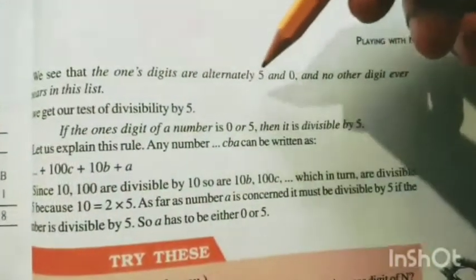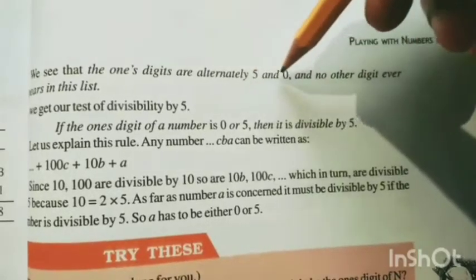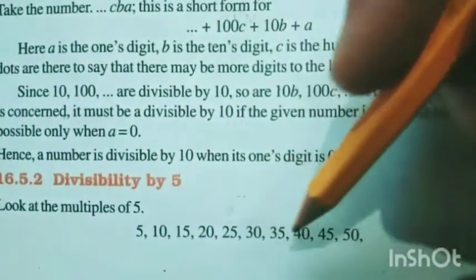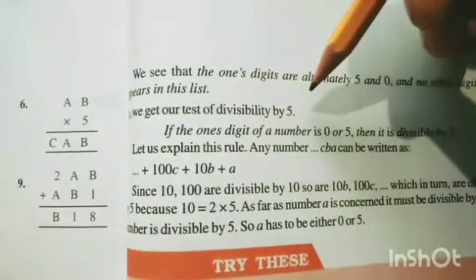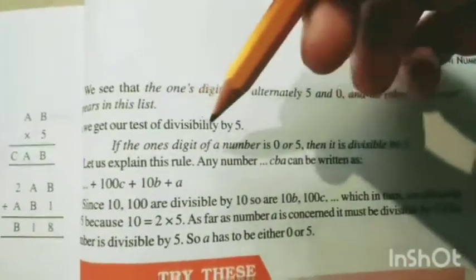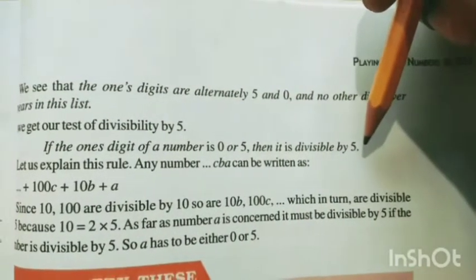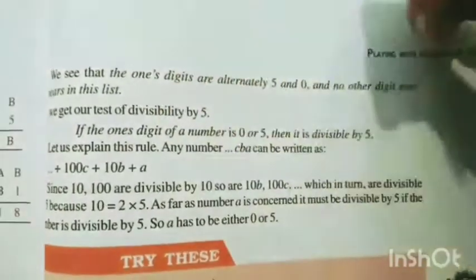So how does it work, how did the rule come? See, the ones digits are alternately 5 and 0, and no other digit ever appears in this list. So in this list you can see the ones digit is either 0 or 5. No other digit is there. So we get our test of divisibility by 5. If the ones digit of a number is 0 or 5, then it is divisible by 5. Let us explain this rule.